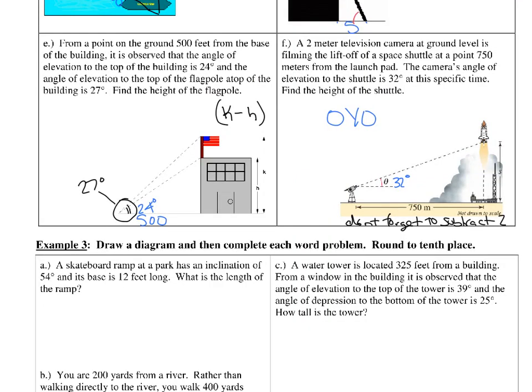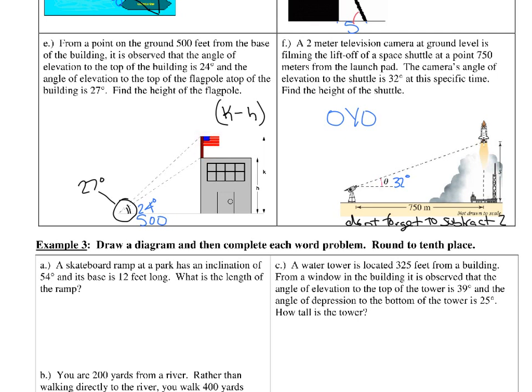All right, so next one. From a point on the ground, 500 feet from the base of the building, so here's the point on the ground to the base of the building is 500 feet. It is observed that the angle of elevation to the top of the building is 24 degrees. So from here to here, top of the building is 24 degrees. And the angle of elevation to the top of the flagpole, so this whole angle is going to be 27 degrees. Find the height of the actual flagpole.